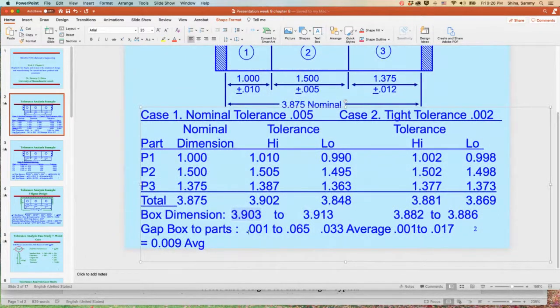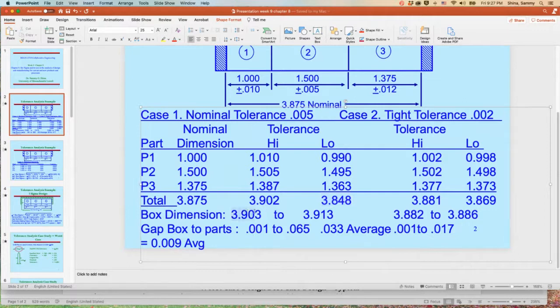3903. So that's the minimum spec of the box. This way the box will always fit. The cover will always fit. Guaranteed to fit. Because we have a clearance, we take the maximum, and we have a clearance, worst case design. Then we look at the minimum, the corresponding minimum. The corresponding minimum is 3848.